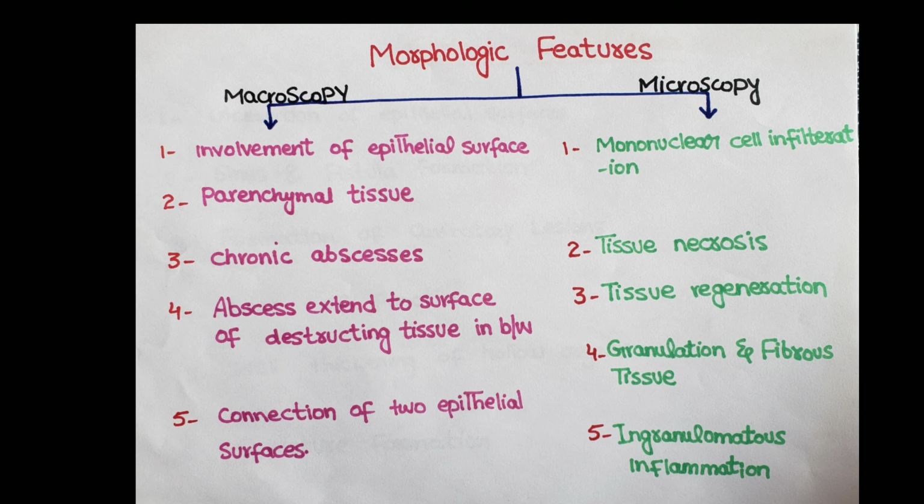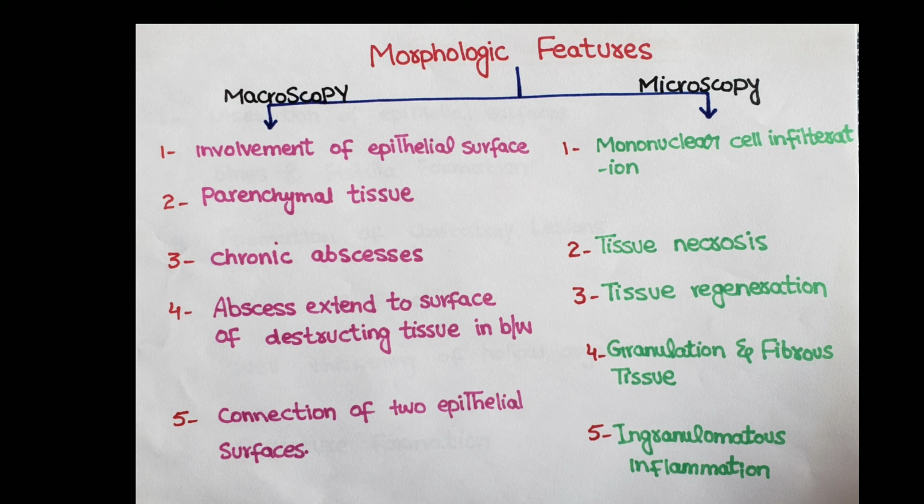Now we will see some morphological and clinical features of chronic inflammation. Morphological features are further divided into two parts. One is macroscopic and other is microscopic. Macroscopic features of chronic inflammation are involvement of epithelial surface as in ulcer, and second is parenchymal tissue as in cavitatory lesions. Third one is chronic abscesses.